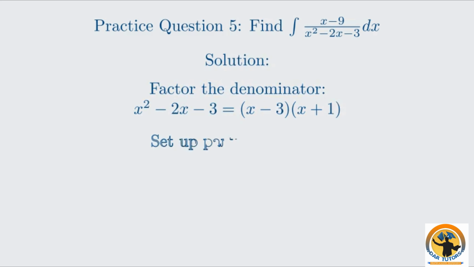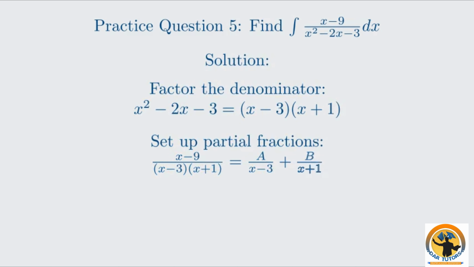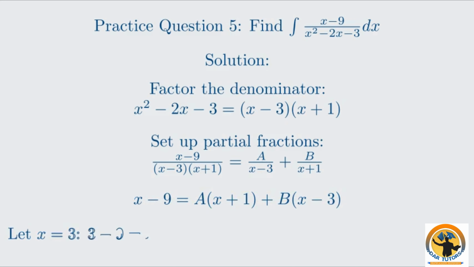Next, we set up the partial fraction decomposition. We write the fraction as A over (x minus 3) plus B over (x plus 1). Multiplying by the common denominator, we get x minus 9 equals A times (x plus 1) plus B times (x minus 3). To find A, we set x equals 3. This gives 3 minus 9 equals A times 4, so negative 6 equals 4A, and A is negative 3/2.